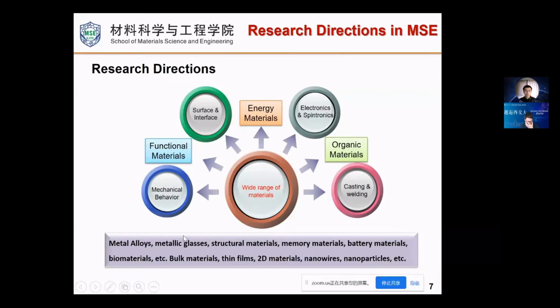In other words, we have studied a lot of different materials, such as metals, metallic glasses, structural materials, ceramics, and some memory materials. Based on their shape, they belong to bulk materials, thin films, 2D materials, and some nanomaterials, such as nanowires and nanoparticles. And then I will introduce them one by one.